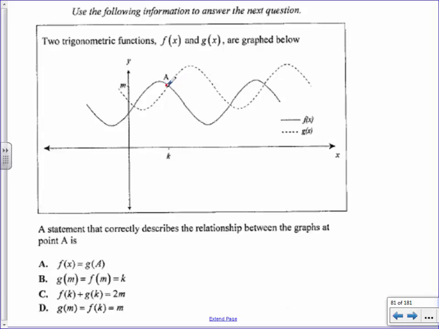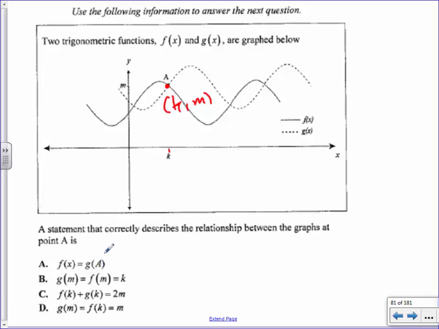This has been labeled as point A. It's where the graphs cross. Does that make sense? And that coordinate there would have been K, comma, M. Because the X value is K, and the Y value is M. Does that make sense? And basically the question just asks you which of these four statements is true. So let's walk through them one at a time, see if we can find a statement that's true. F of X is G of A.